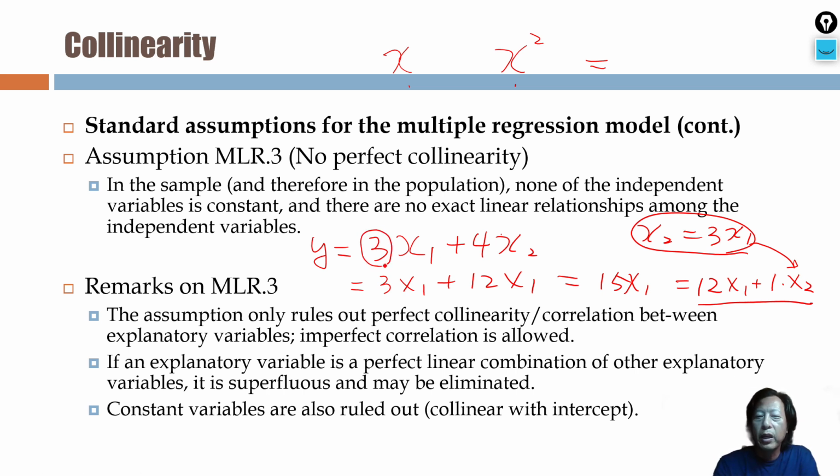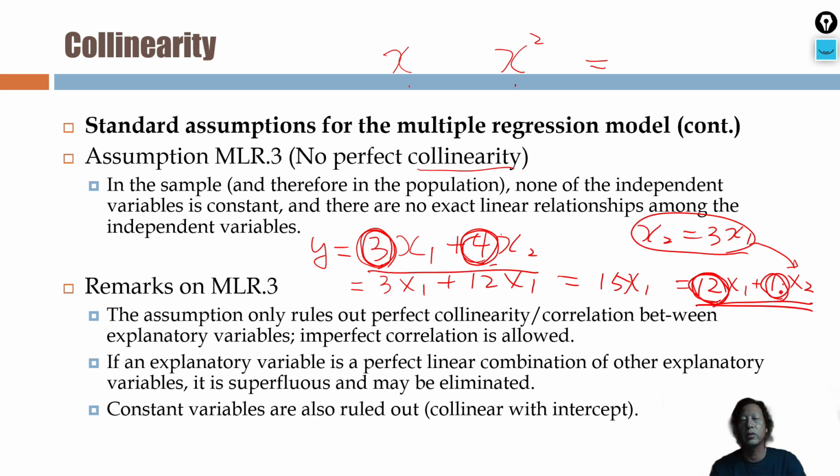So which means we cannot rely on these numbers. We don't know whether it will be 12 and 1, or 3 and 4. We have no idea. That's why collinearity causes a lot of problems when we estimate the coefficients. It is all the same model actually. If x2 is 3x1, this model and this model are the same model.